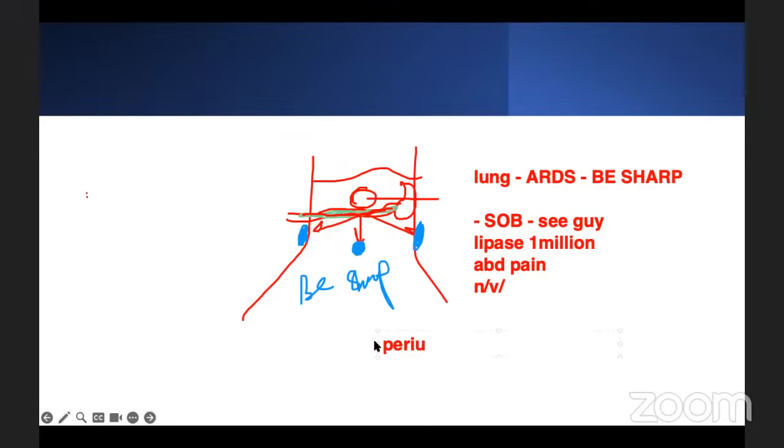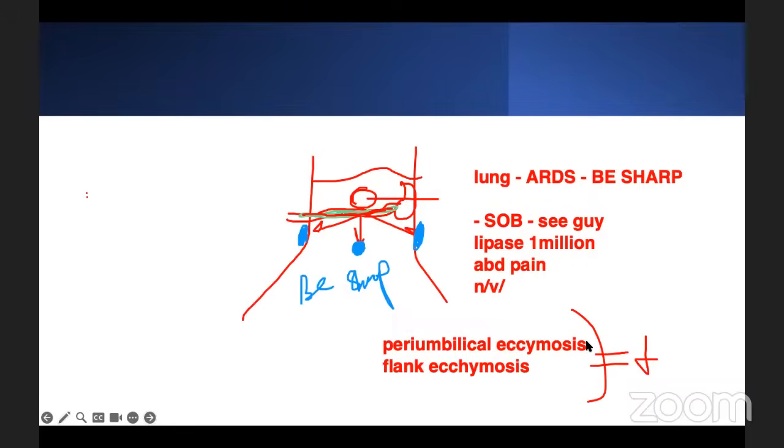So periumbilical ecchymosis and flank ecchymosis are your friend. Those patients are bleeding. They're bleeding and you have to see them. This is what we call Cullen sign, and this is what we call Grey Turner sign. These two, they're bleeding. Plus this guy is what?